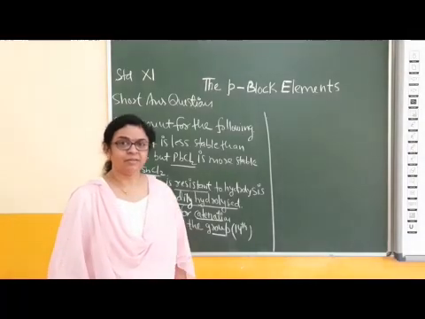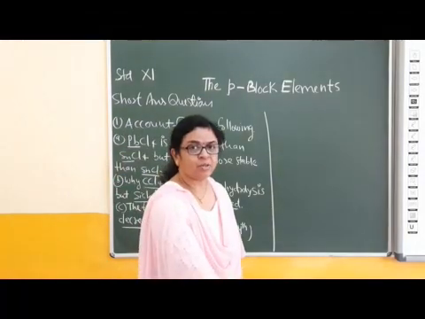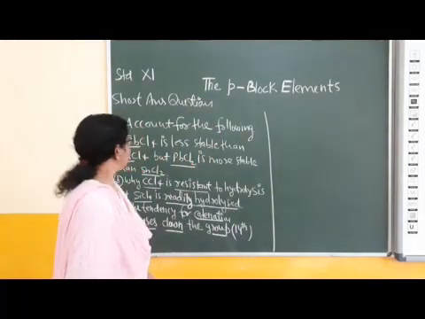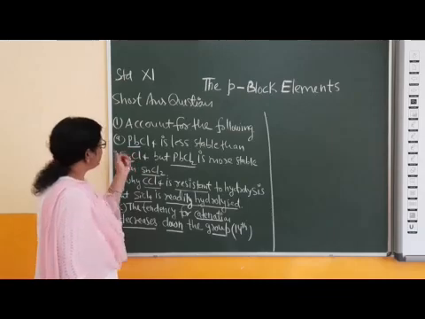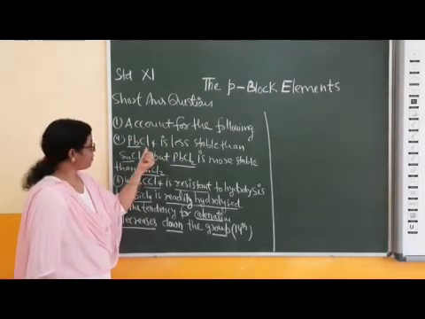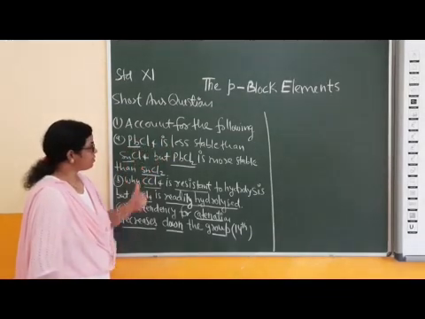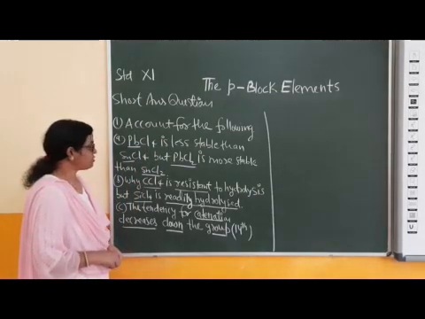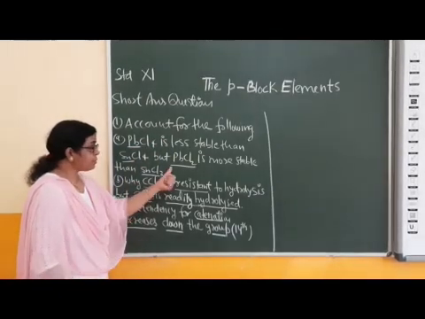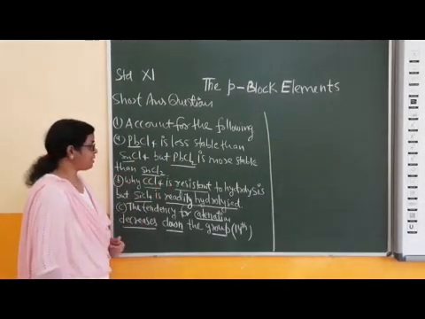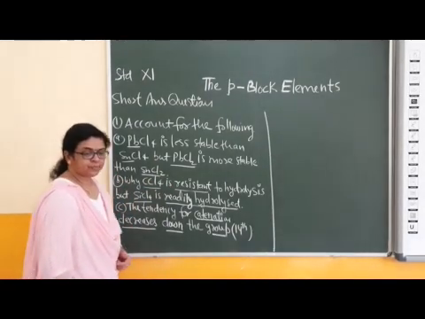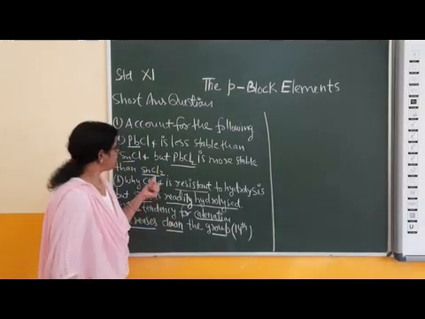Good morning, children. Now, the second type of question is based on reasoning type. First part: account for the following. PbCl4 is less stable than SnCl4, but PbCl2 is more stable than SnCl2. In the first part, what is given, children?